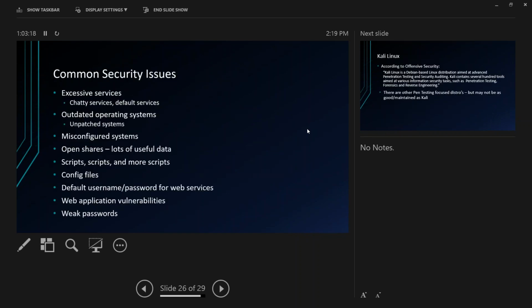All right. So common security issues. What have I seen? Excessive services. There are a lot of chatty services out there. Outdated operating systems. A few weeks ago I saw Windows Server 2000. It was so bad because I was trying to run commands and certain things were not working. It was like, this command is deprecated. Oh, XP is still out there. And it's just like, why?